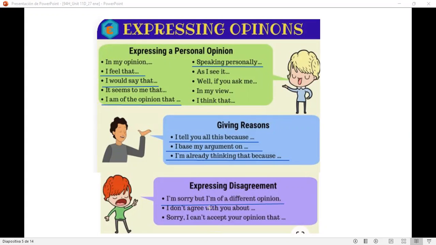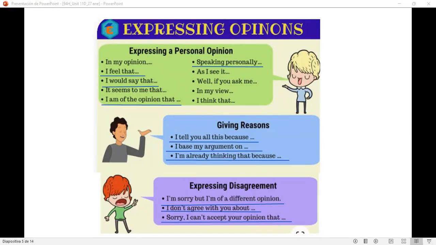¿Sí? O no estoy de acuerdo contigo por o acerca de, no, I don't agree with you about, and sorry, I can't accept your opinion that, no. Lo siento mucho, pero no puedo aceptar. O tu opinión es inaceptable, no, no puedo aceptar tu opinión acerca de este asunto.